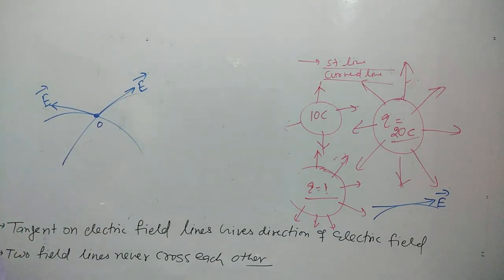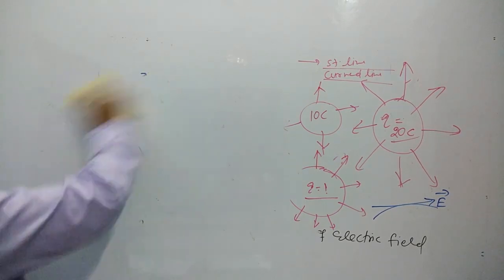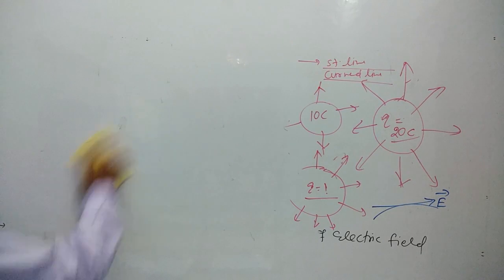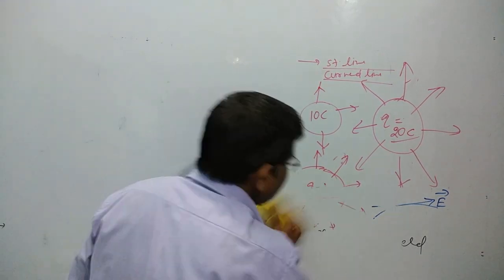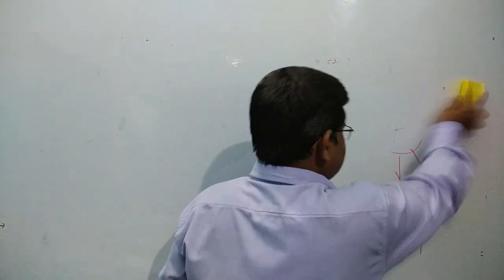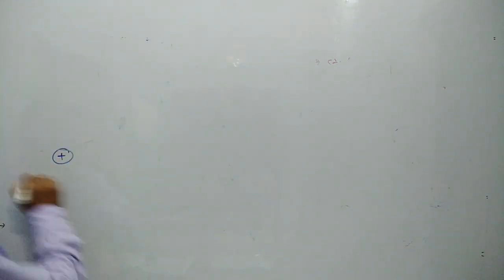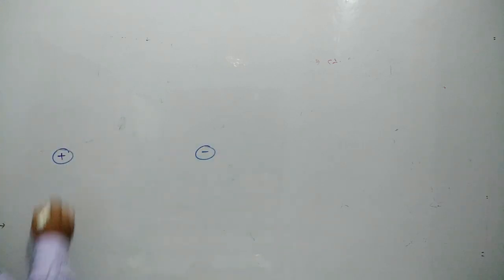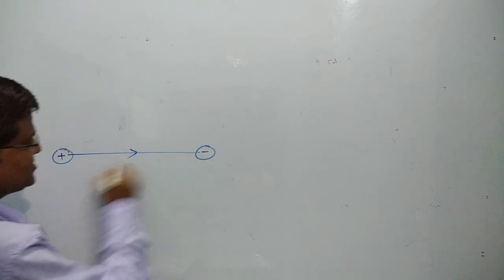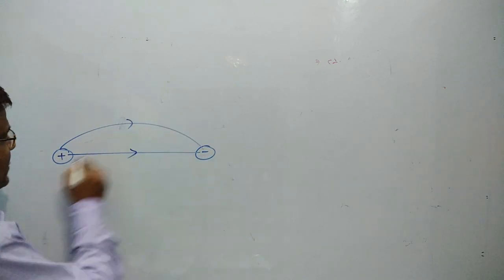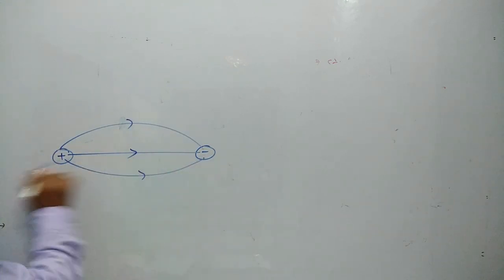A little more about the electric field lines. They are attracted longitudinally and repelled laterally, and this gives the attraction and repulsion force. How? I will explain. This is the plus charge and this is the minus charge, and the longitudinal length shows the attraction force.